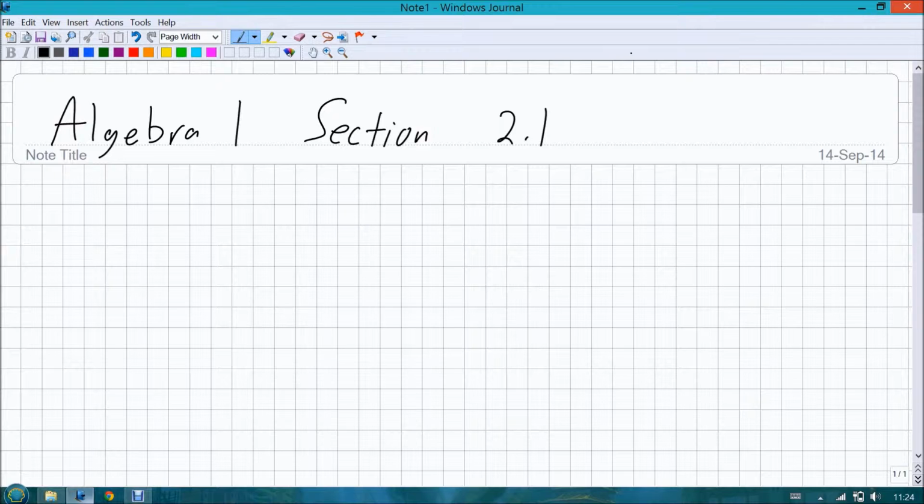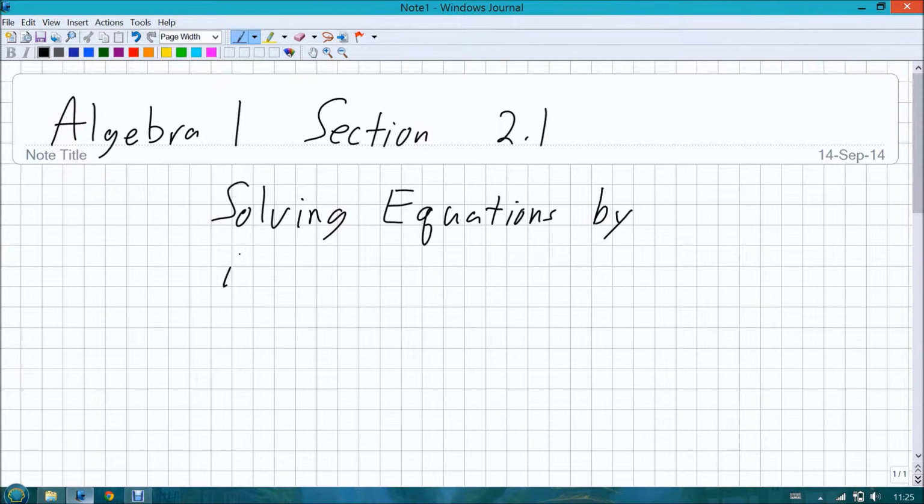Our next section is solving equations by adding and subtracting. So solving equations, let's make sure we can read that cue there. Equations by adding and subtracting. This is the first part of the four-step equation system, which is adding and subtracting.